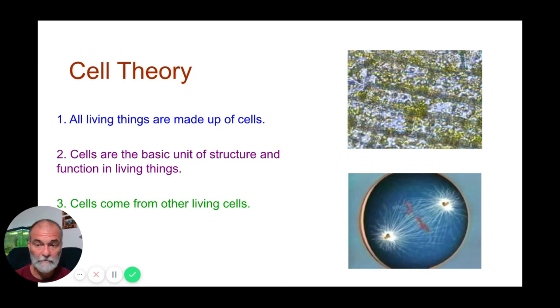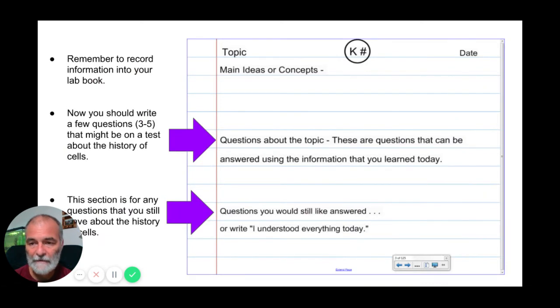And then finally, thank you to Virchow, cells come from other living cells. So they don't come from dead things. They don't come from dead cells. They make other cells of their kind. So that is the main points of the cell theory.